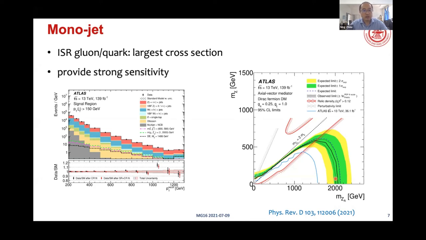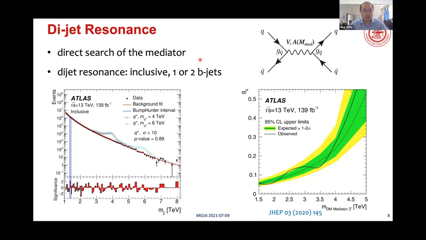On the other hand, the mediator is generated from quark annihilation or gluon fusion. Then it decays to the dark matter, but it can also decay back to the quark or gluon. Therefore we can search for the mediator directly through the dijet channel. That's just looking for some resonance in this dijet invariant mass spectrum. So this is a direct search of the mediator. On the left is the constraint on the mediator mass and the coupling of the Z prime mediator to the quark.